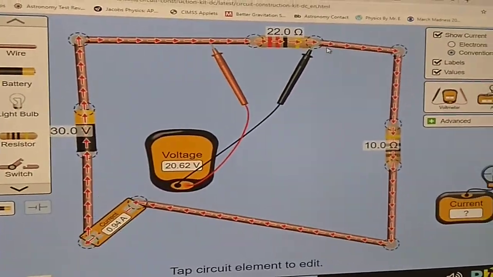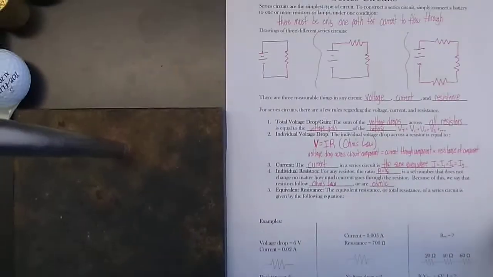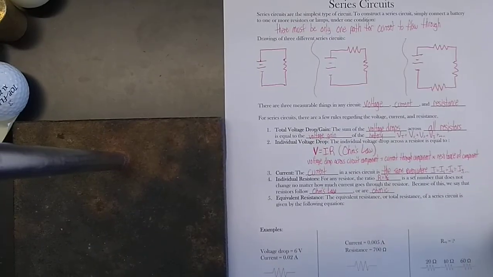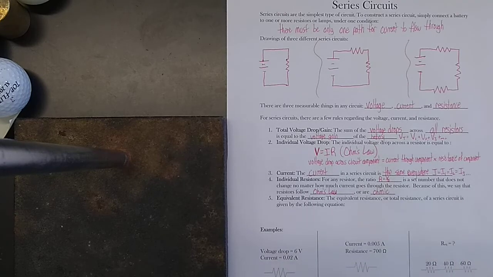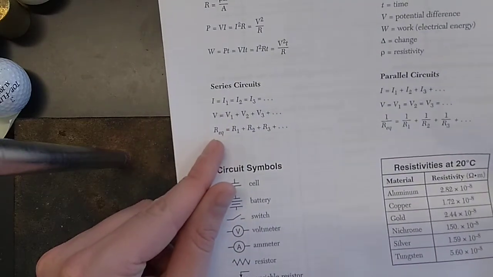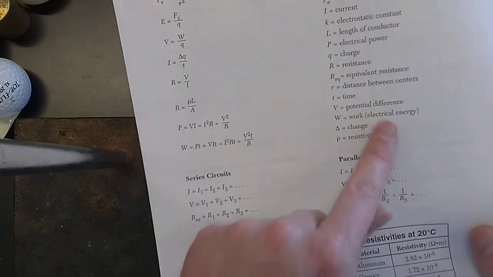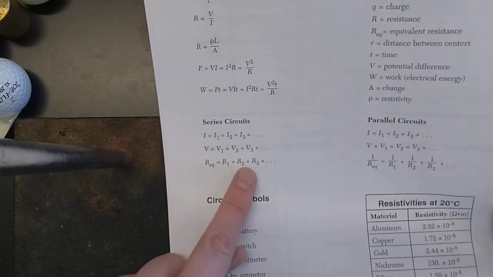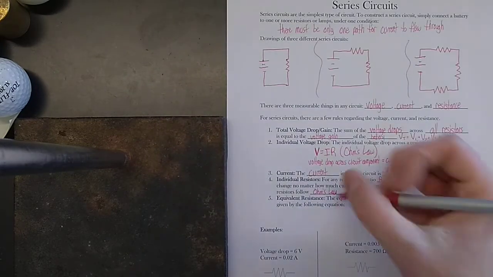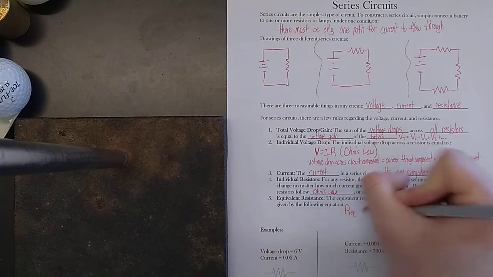Okay? Last thing that we're going to do is we need to talk about the equivalent resistance. Equivalent resistance really means like the resistance of the entire circuit as if we were just combining it into one big overall circuit. The total resistance of a series circuit is given by the following equation, which once again is in the reference tables. Req for equivalent resistance equals, for a series circuit, R1 plus R2 plus R3 plus dot dot dot.